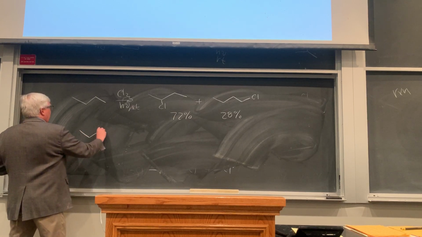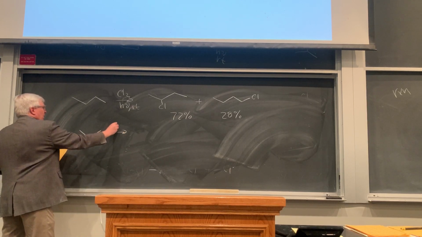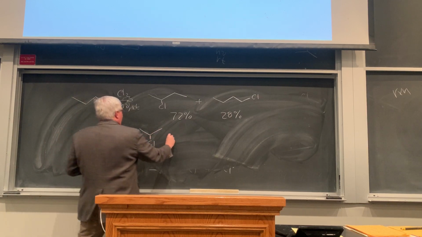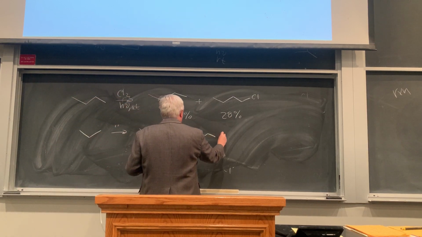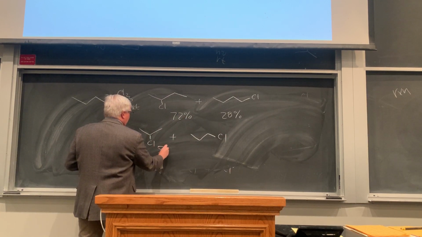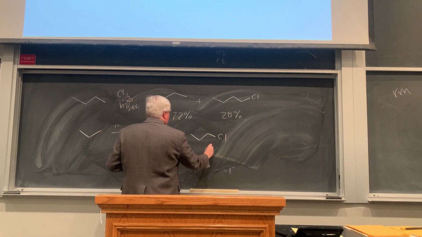What about this? I think I already showed this one. So same conditions here. What are we going to get? Chloride, secondary, chloride, primary. And what's our ratio here? Oh, 55% and 45%.